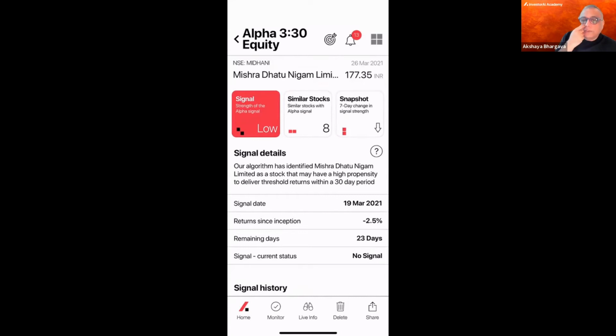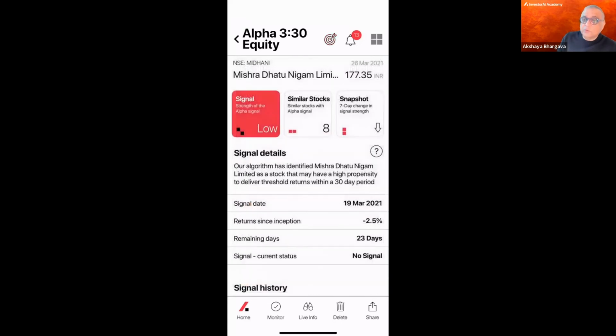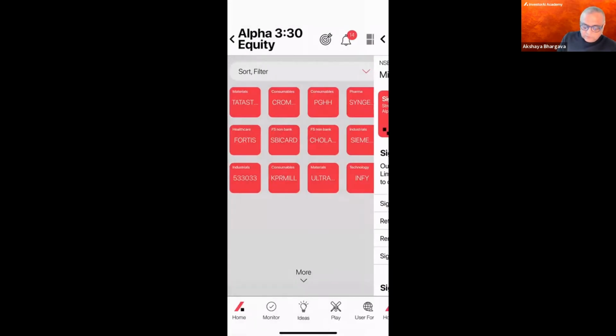You will remember that I spoke about accuracy. Can you see this button next to the bell icon with the target and arrow? If you click on that, it will show you that this algo is running at 76% accuracy, with 598 total insights in the last 30 days and a 3% return. And in this sector, materials, it's 83% accuracy that this particular insight has generated negative returns. The right-hand column is for this insight in this sector. The left-hand column is for the algo overall. The point is not whether it's 76% or 78%, but you can check it anytime, and we show it to you every day, and we show it to you for value investing as well.